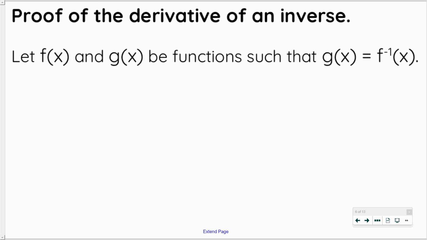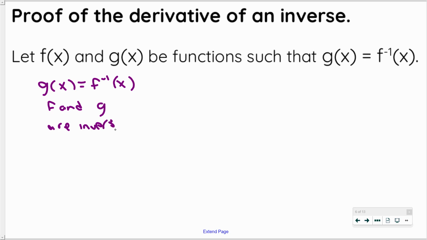So let's use this idea and come up with what the derivative of an inverse is. If we have f of x being functions such that g of x is equal to the inverse, so I have that g of x is equal to f inverse of x, which just means that f and g are inverses.